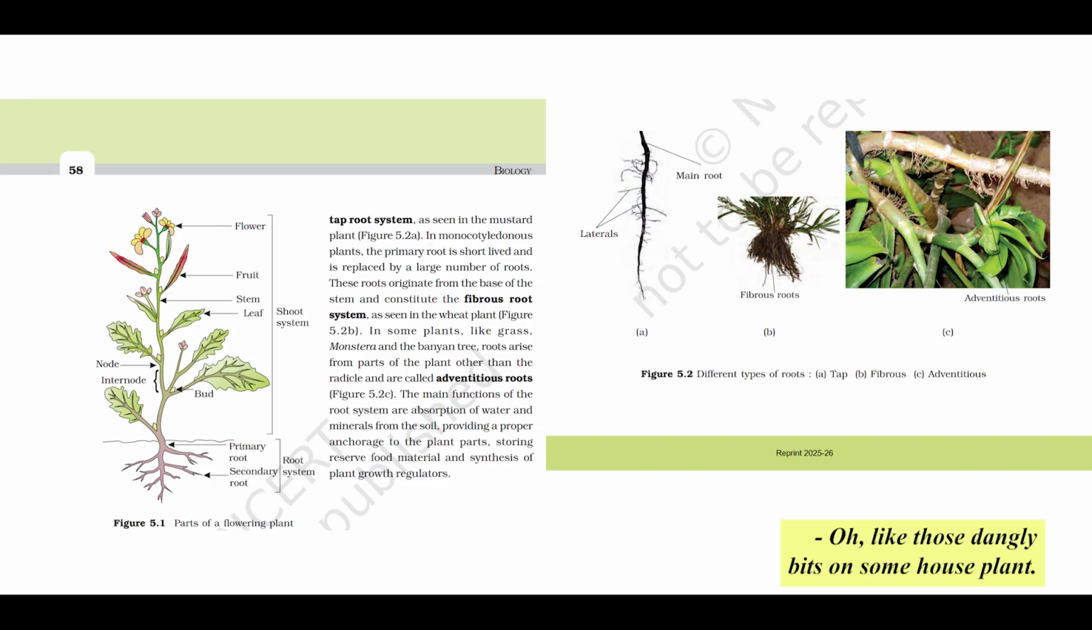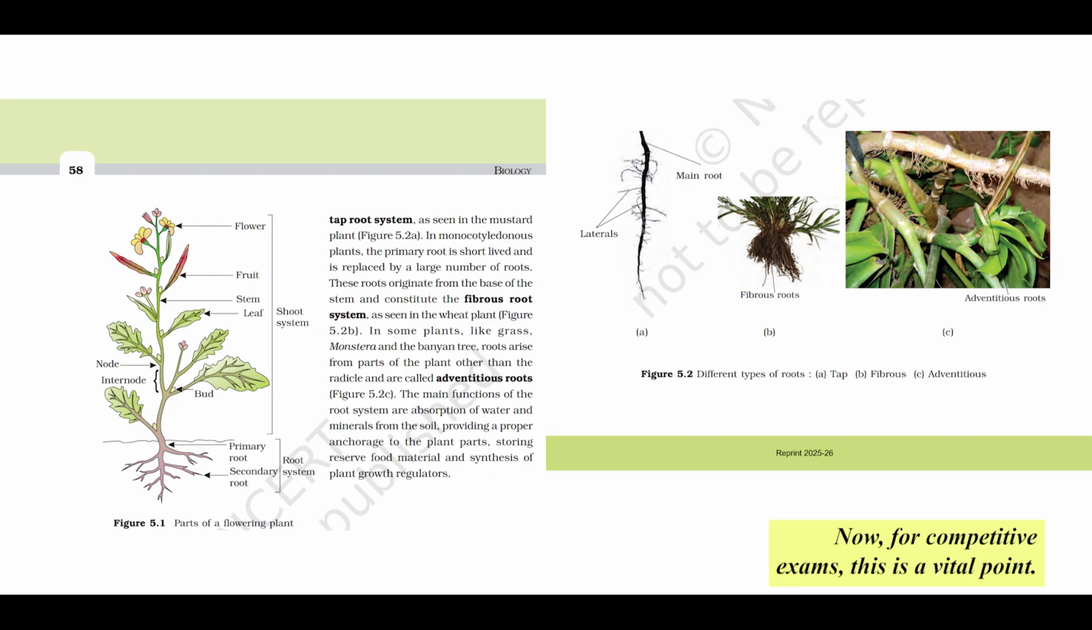Oh, like those dangly bits on some houseplants. Exactly. And of course, the iconic banyan tree with its massive prop roots descending from branches, sometimes reaching the ground and forming new trunks. These are all adventitious roots. If you refer to figure 5.2c, you'll see the distinct appearance of these roots arising from unusual locations.